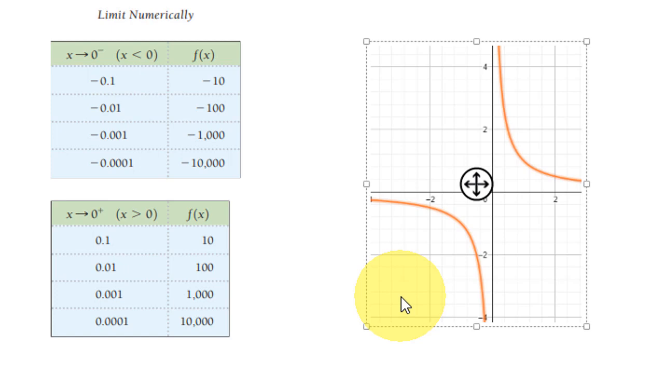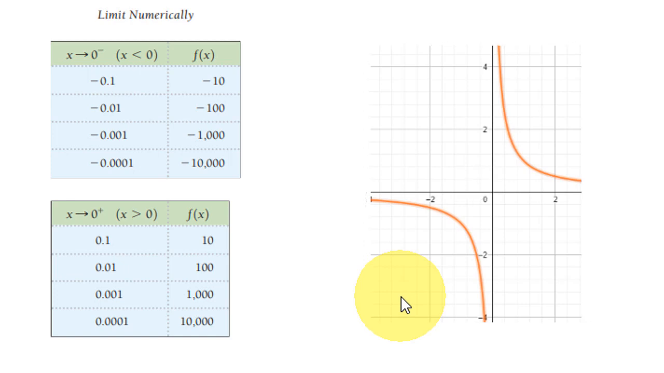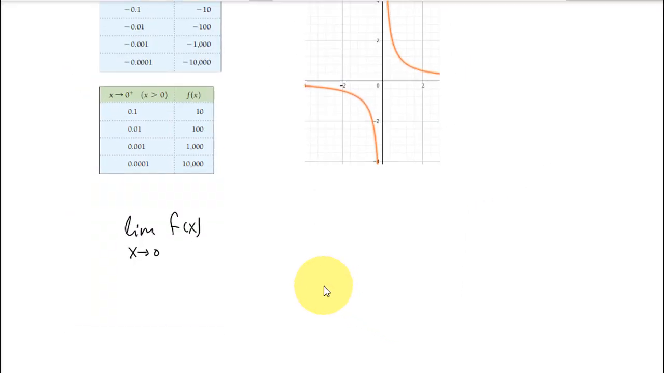Now we have minus 10,000, and on the other side it's going to be the same: 10, 100, 1000, and 10,000. But these are negative numbers and these are positive numbers. Be careful here, because when I want to say the limit of f of x when x approaches 0, when I'm going to the left, I stop at minus 10,000, but the answer is not minus 10,000. It's just a big number, remember.